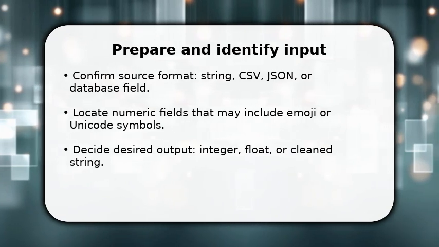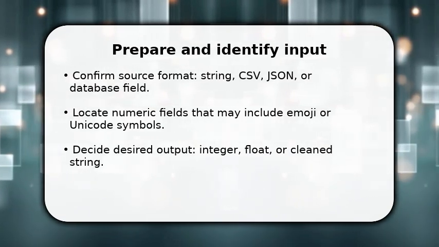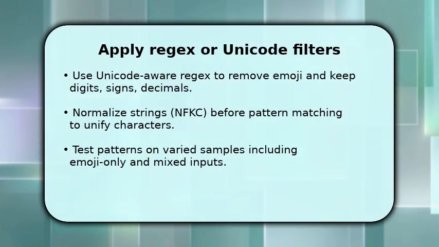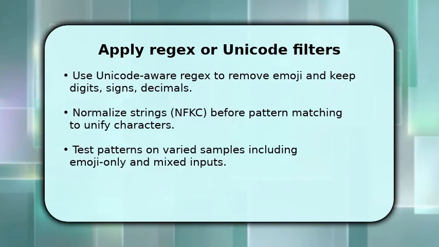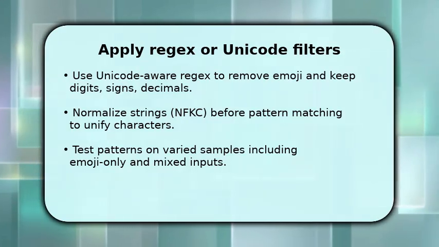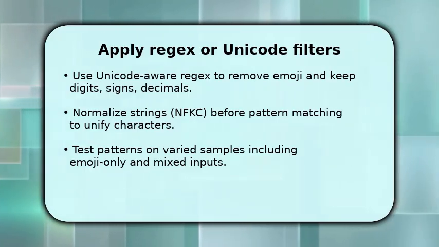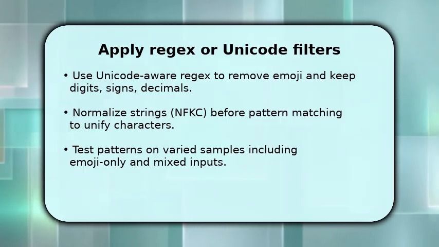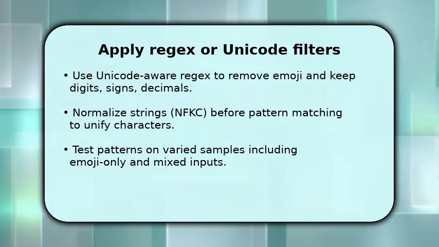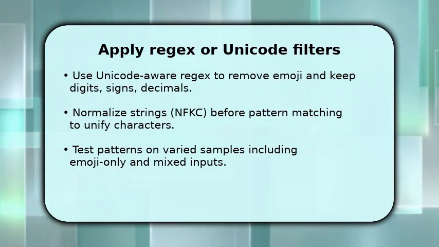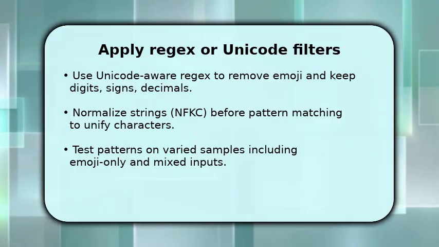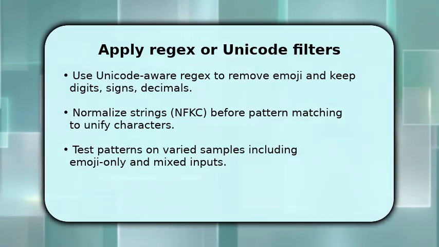Now you implement the core cleaning. Normalize the string using NFKC so composed emoji or variation selectors are consistent, then apply a Unicode-aware regex that strips emoji ranges while preserving digits, decimal points, plus/minus signs, and percent signs. Alternatively, use a Unicode library to filter by category and remove symbols and pictographs.